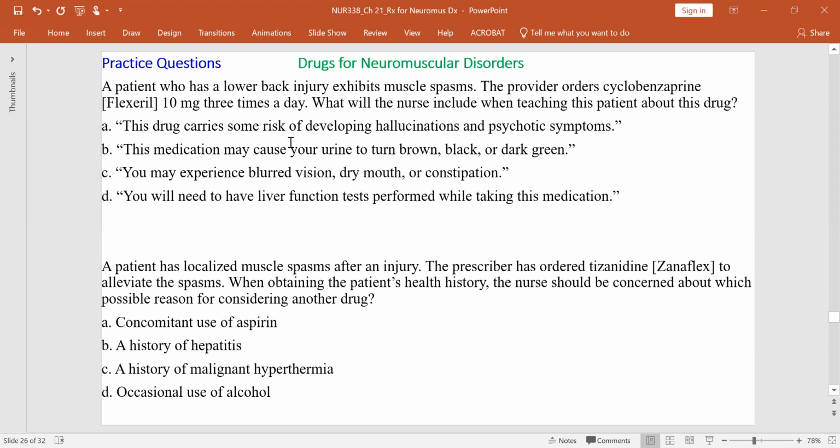The tizanidine, Zanaflex, can cause hallucinations and psychotic symptoms. And it can cause liver toxicity, which requires the monitoring of the hepatic function.